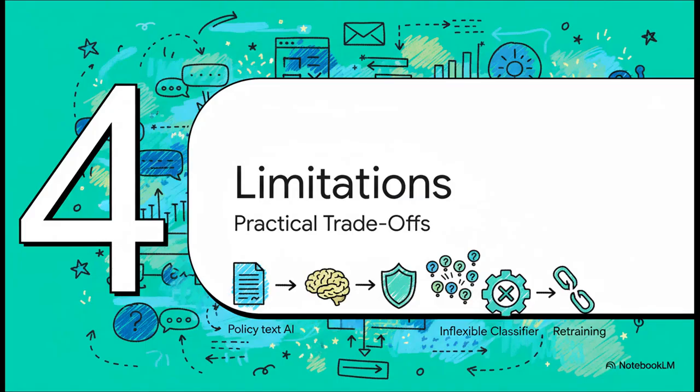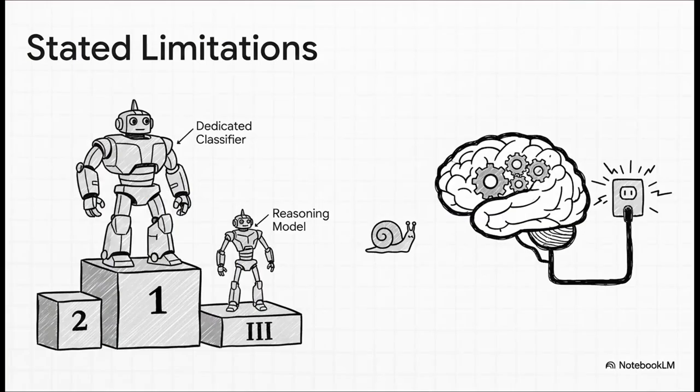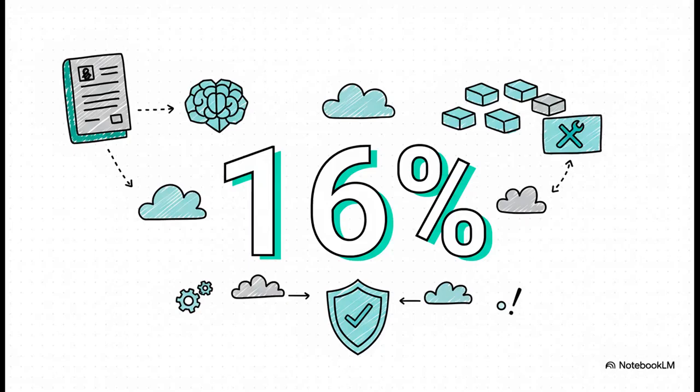Okay, let's talk about the practical side. What are the stated trade-offs and limitations of this reasoning-based method? The paper states 2 primary limitations. First, that a dedicated classifier trained on tens of thousands of high-quality labeled examples can still achieve higher performance. Second, the reasoning process is slow and compute-intensive, which makes it difficult to scale. And they provide a number for that compute cost. In some of their recent product launches, up to 16% of the total compute was used for safety reasoning.